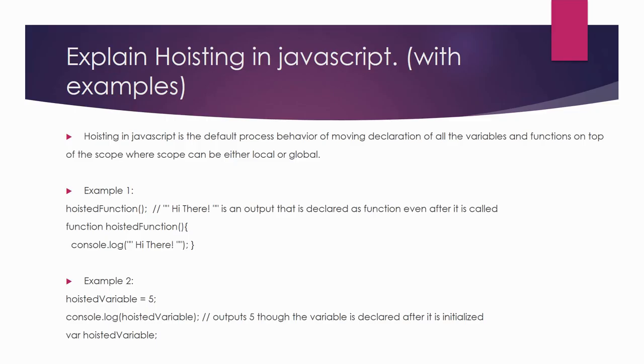Then we take another example. We will take a hoisted variable. So let hoistedVariable equal to 5. Then we are writing console.log hoistedVariable. This outputs 5 though the variable is declared after it is initialized, hoistedVariable.